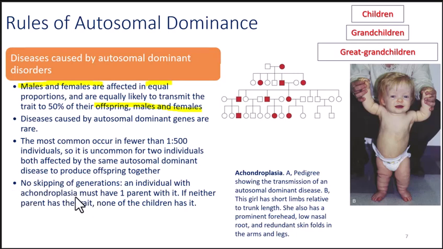So let's look at an example with achondroplasia. In this picture here, you can see a cute little girl that has a disease called achondroplasia, and this is an autosomal dominant disorder. It specifically is a bone growth disorder characterized by having short limbs relative to their trunk length. They will have a more prominent forehead, a low nasal root, and redundant leg folds, as you can see in the arms and the legs. So these are considered phenotypes, right? Characteristic phenotypes of the condition achondroplasia.